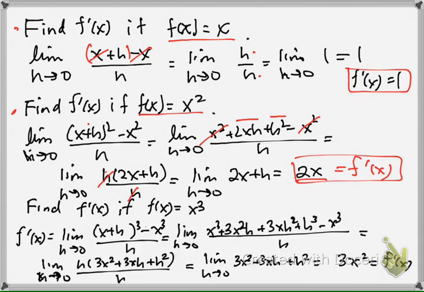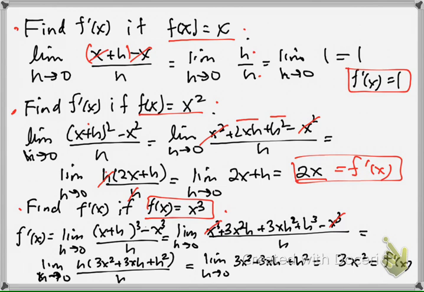So let's look at this last one, and this time we want f of x to be equal to x cubed. So we did x squared, x cubed. We're going to plug in the same, (x plus h) cubed minus x cubed, over h. We take this limit. We'll multiply this through. We notice our x cubes will cancel.